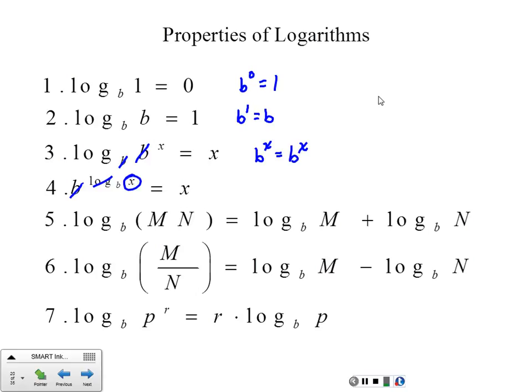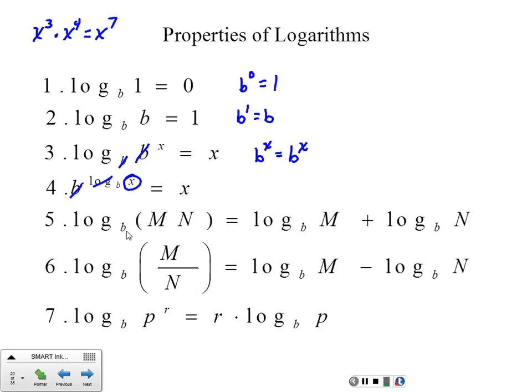Now, 5, 6, and 7 are new, but it goes hand in hand because, remember, if you can think of logs as exponentials, then these properties should make sense to you, because if you multiply powers with like bases, so for example, x to the 3rd power times x to the 4th power is x to the what? 7th power. When you multiply powers with like bases, you add those exponents.